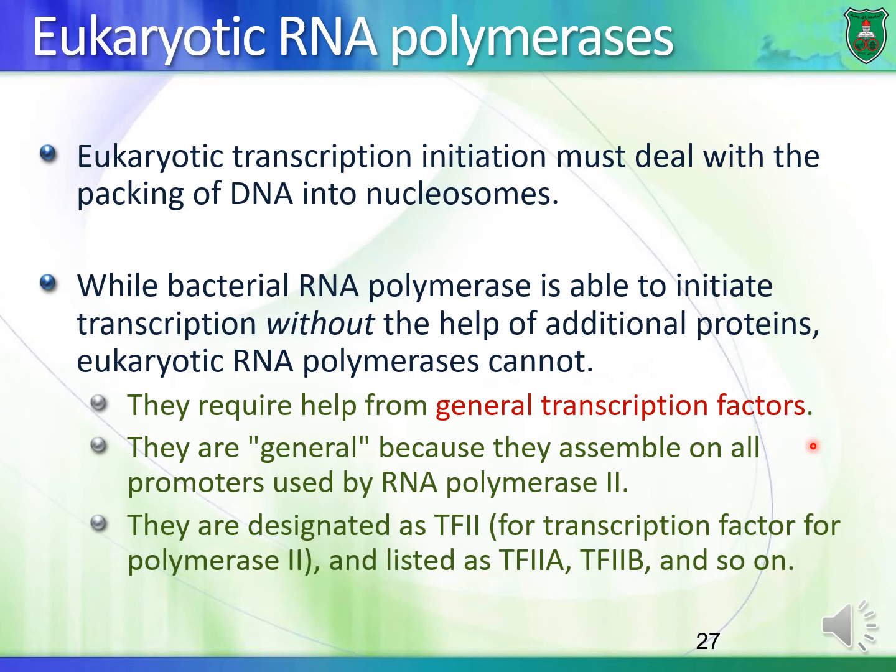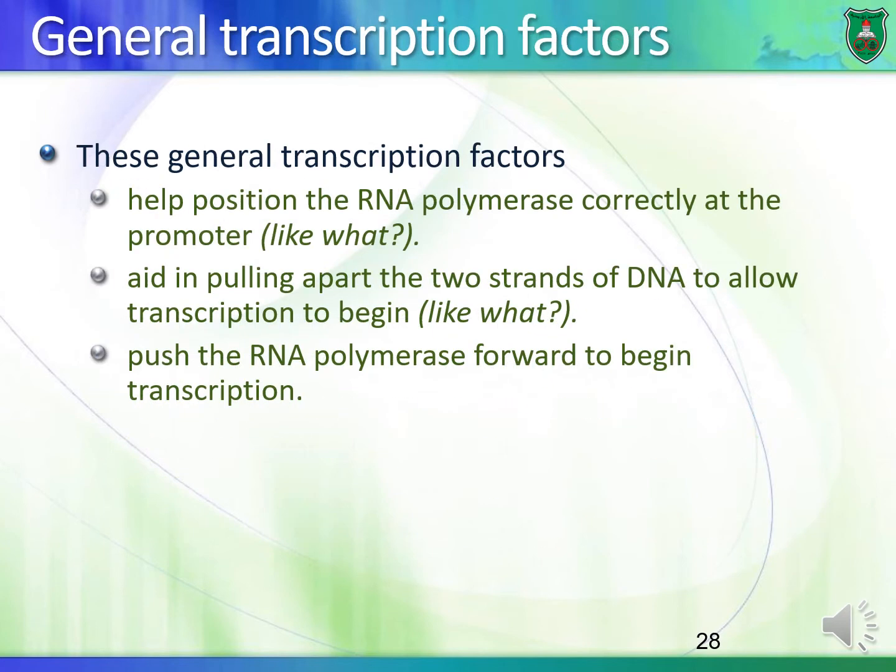And then they are given a number like TF2, meaning that this transcription factor is specific for RNA polymerase 2. And then we have different proteins, and each one of them is designated by a letter, A, B, C, and so on. So we have TF2A, a general transcription factor for RNA polymerase 2. Now they do the whole work, the work that we just talked about.